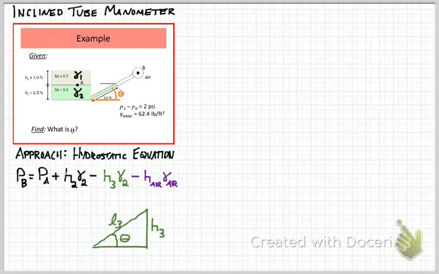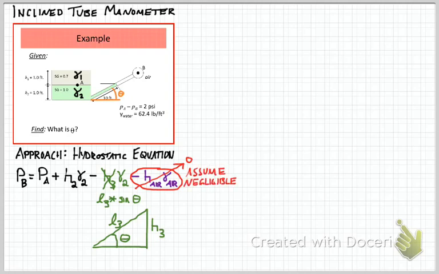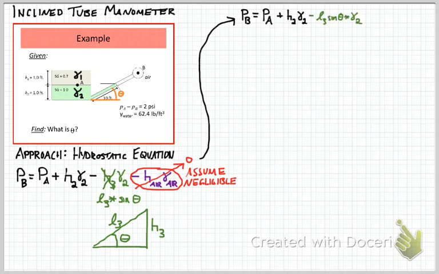We know something better about H3 because this is a right triangle. We can use the sine of theta to relate the hypotenuse to the opposite side. And so for H3 we can instead substitute L3 times the sine of angle theta. We can further simplify the problem by assuming that the air provides a negligible amount of hydrostatic pressure change. That's an assumption that we've discussed a few times in class as well as in the textbook. And so with those assumptions, we're left with the equation that I've written on the slide here.